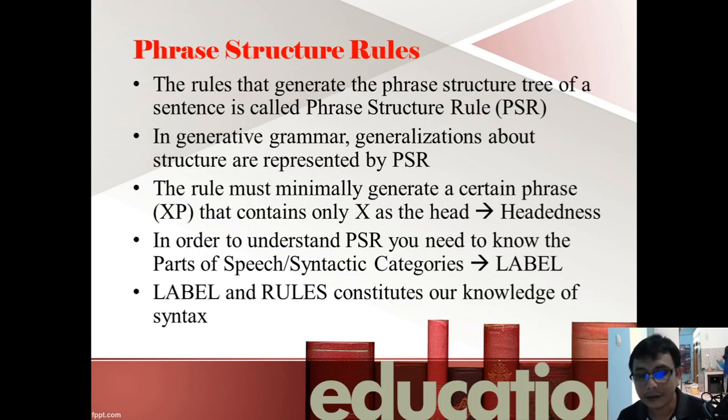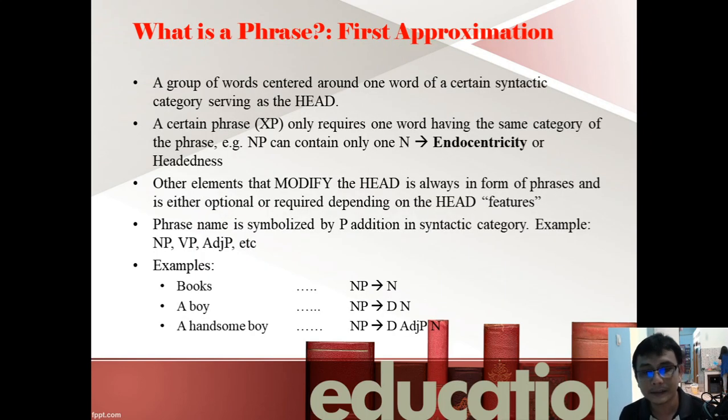Okay, so in order to understand the PSR, you need to know first part of speech or syntactic categories. So we have discussed this in our previous video when we were talking about part of speech, and we will use part of speech here to be labels. Okay, and then in this discussion, we are going to combine our notion about labels, about the word category or syntactic categories, and the rules. Okay, and this will comprise the knowledge of syntax.